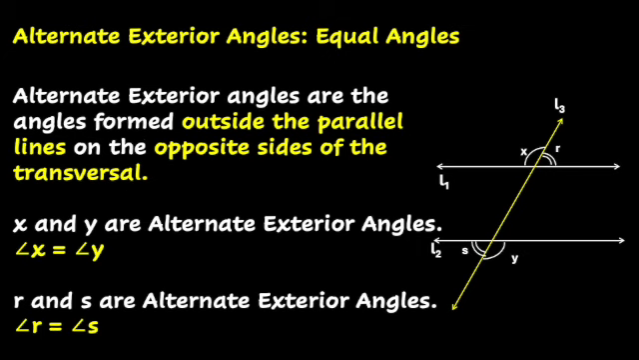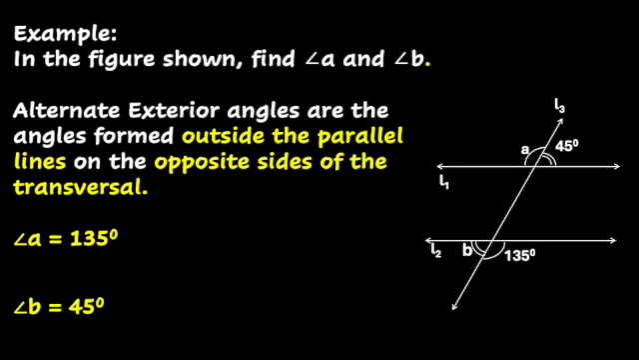Again, they are the example of alternate exterior angles. In our next example, we have to find the values of angle A and B, and this example is based on the property of alternate exterior angles. So have a look at the figure here, and it's very clear angle A has to be 135 degrees because these two are opposite sides of the transversal and are exterior angles, so they have to be equal. And we have another pair of alternate exterior angles, which is angle B equal to 45 degrees.